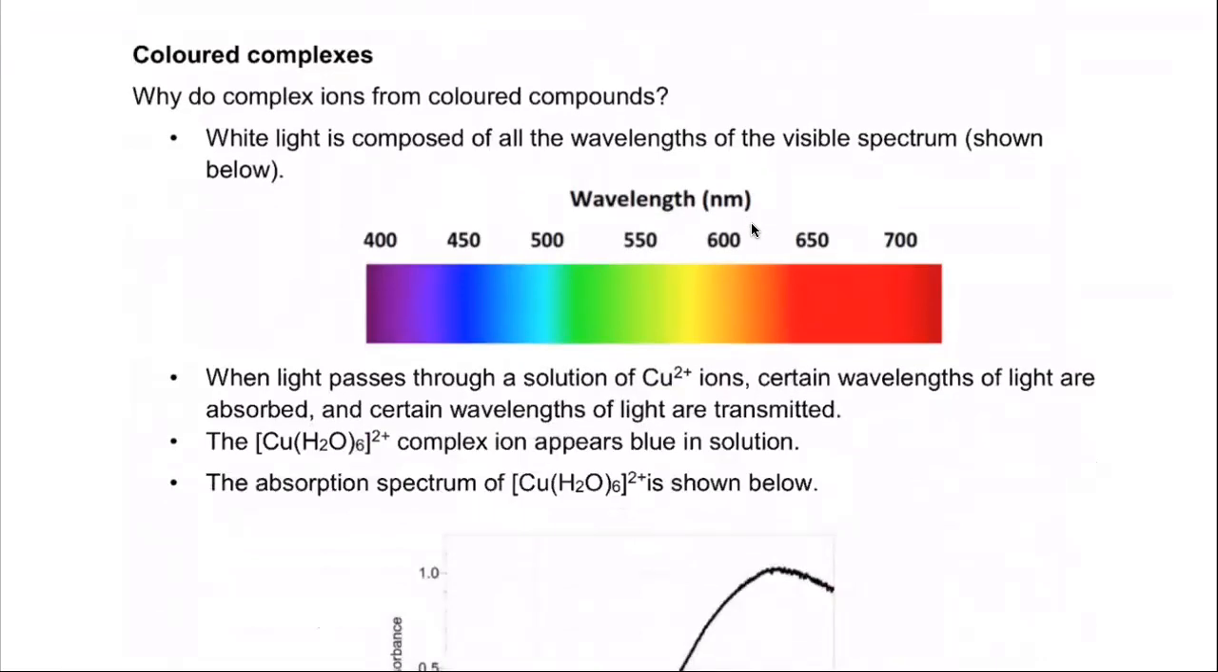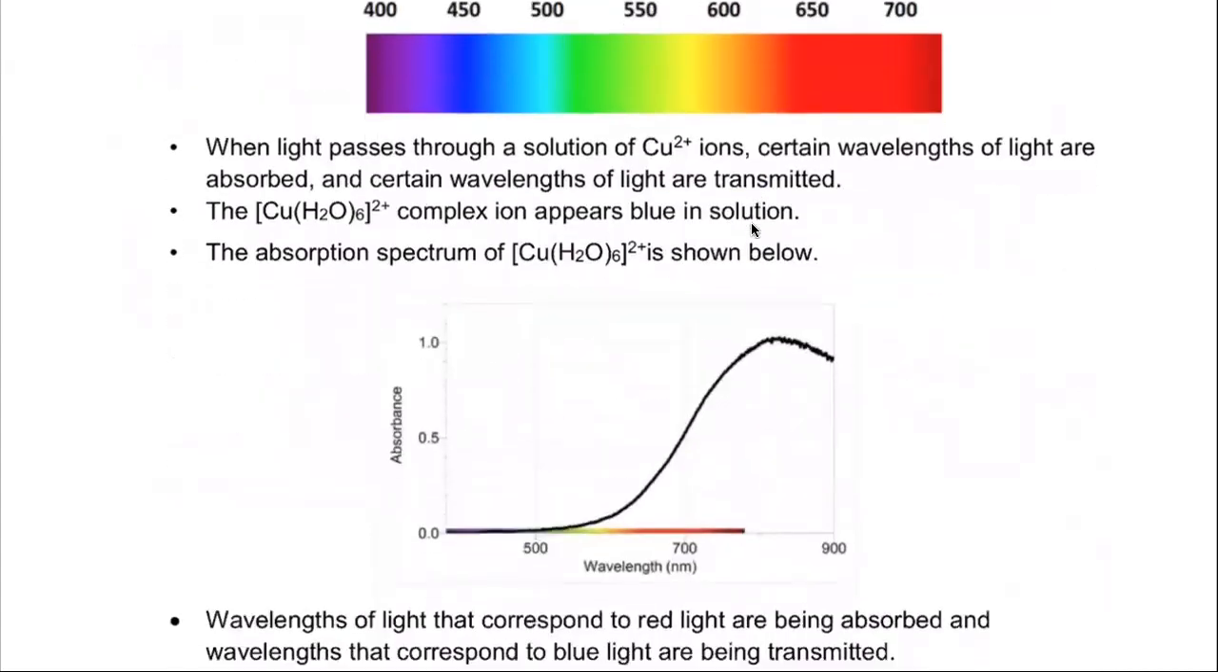And so the question is, why do the complex ions that these transition elements form make different colors? Why do they form different color compounds? It goes back to our atomic structure, with our electron configuration and the amount of energy involved. So, when light passes through a solution of copper 2+ ions, certain wavelengths of light are absorbed and certain wavelengths of light are transmitted back to our eye, okay?